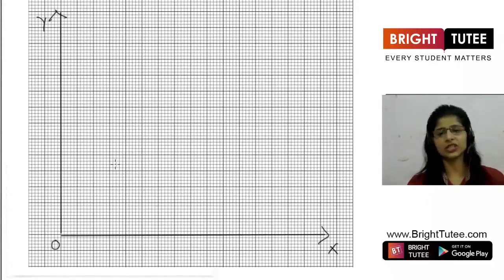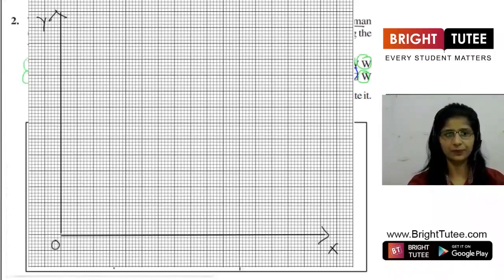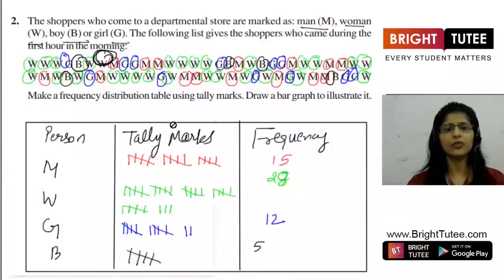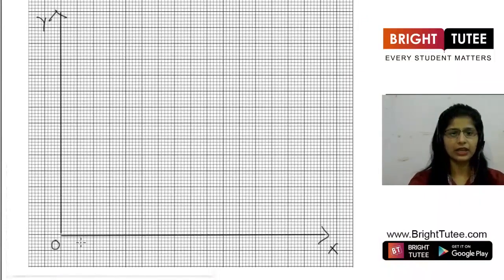What is the information that we have to depict? Just see here. We have to represent women, men, girls and boys. So we'll make 4 categories here. In one we will write women, then after leaving one we will write men, in one we will write girls, and in one we will write boys. These are the 4 categories that we have to represent.